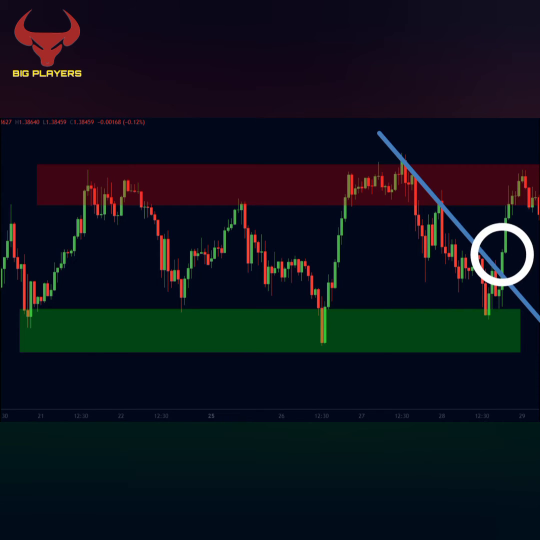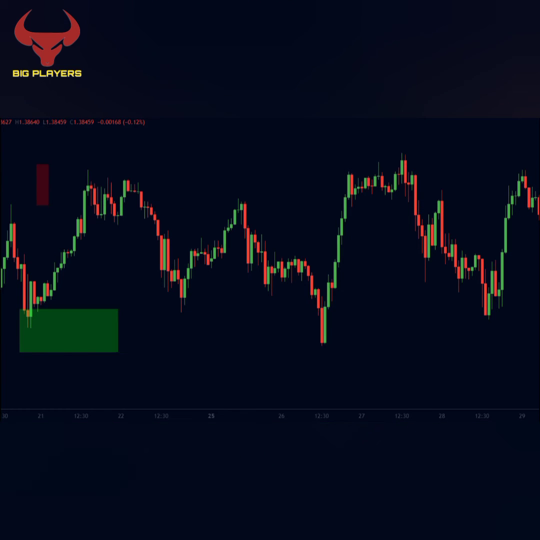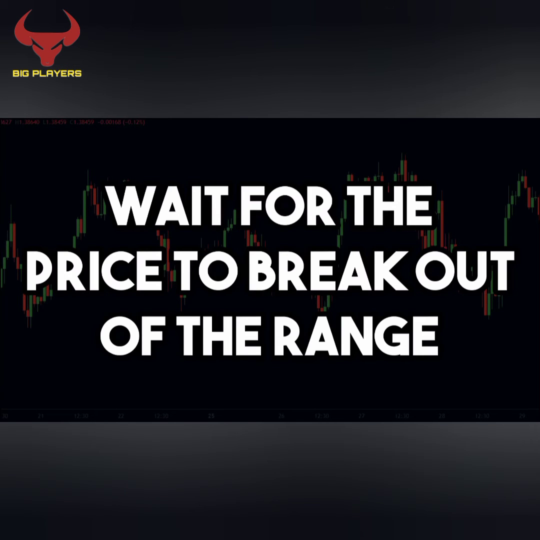This candle breaks the trend line. Hence, we enter on this candle. We keep our stop loss below the trend line, and we place our targets at the resistance level. As you can see, the price gave a strong up move after our entry. This is one way of trading sideways market. The other way is to wait for the price to break out of the range.